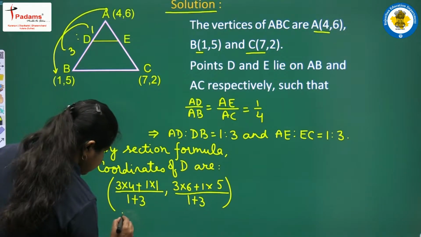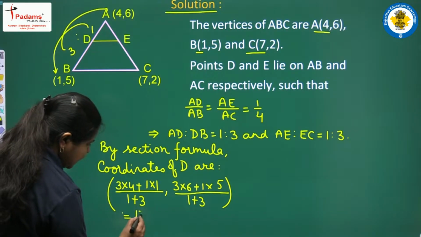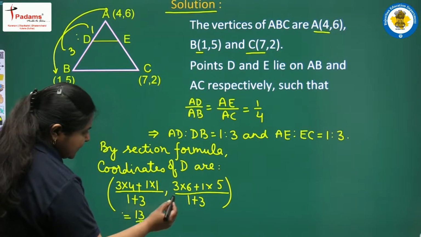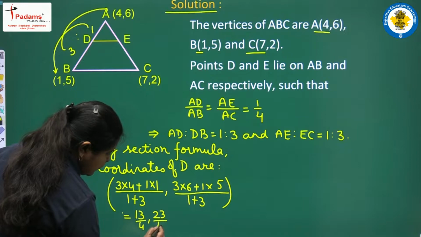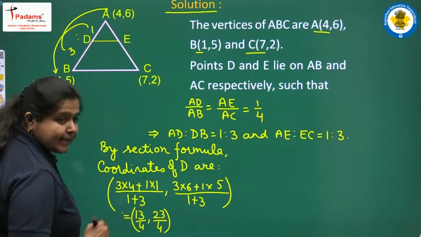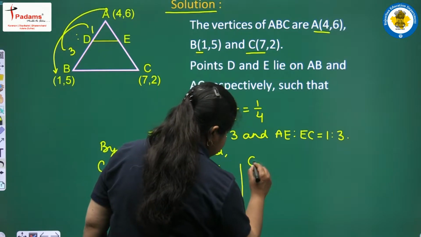This will be equal to, yes, 4 3s are 12 plus 1, 13 upon 4, and this one will be 6 3s are 18 plus 5, 23 upon 4. These are the coordinates of point D. Now we will find the coordinates of E.